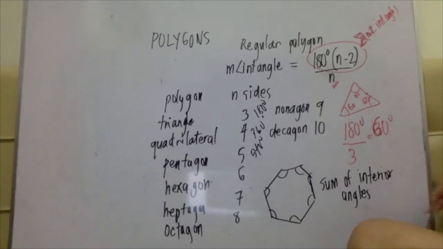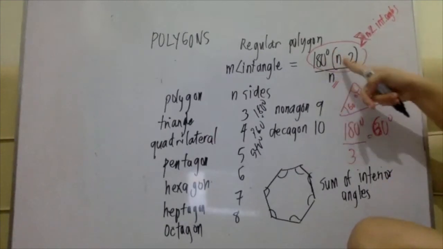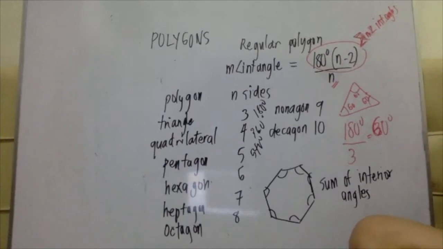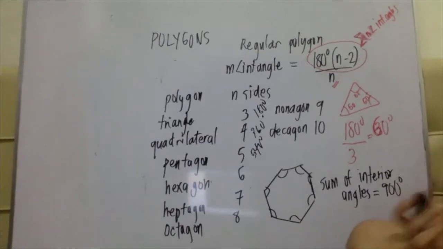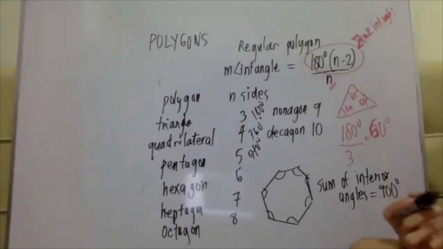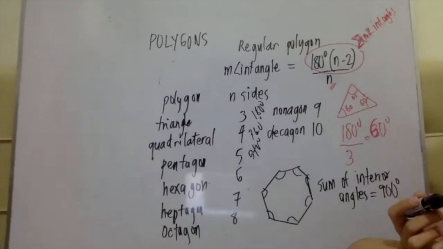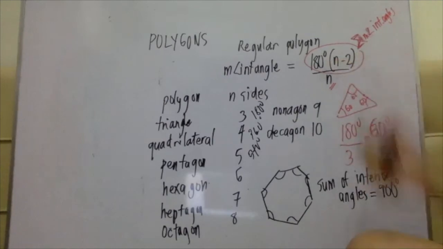Sum of the interior angles is equal to 180 times (7 minus 2), so that's 5. It's equal to 900 degrees. Tama ba? Parang mali. 180 times 5, yeah.